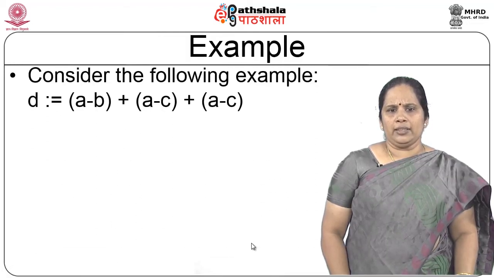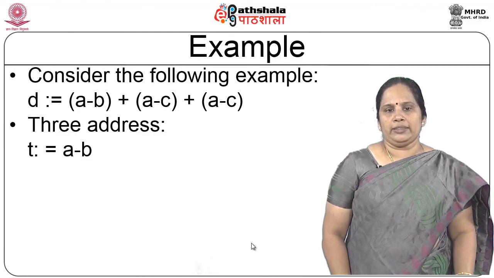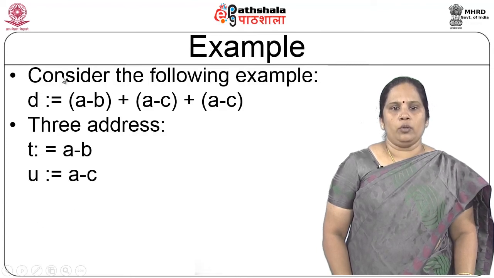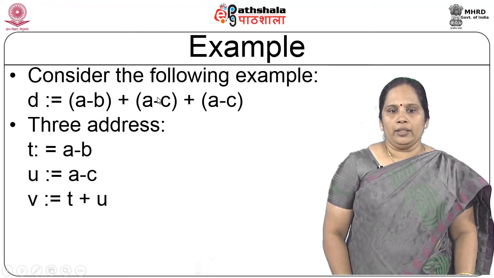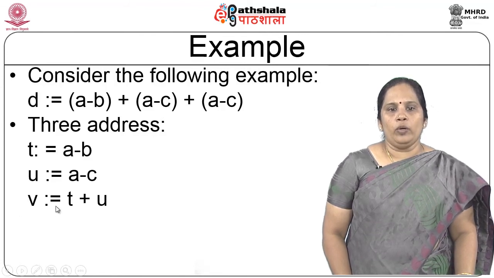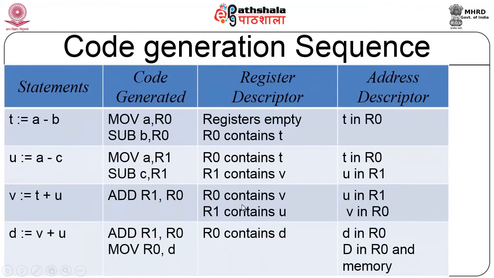Now let's consider this example: D is equal to A minus B plus A minus C plus A minus C. Here I am going to construct three address code. So I have a parenthesis here. I will use T and this is U, and then I have to do T plus U, and that is V. Again I have to do V plus U. So this is the sequence. Now the code generation sequence is here.